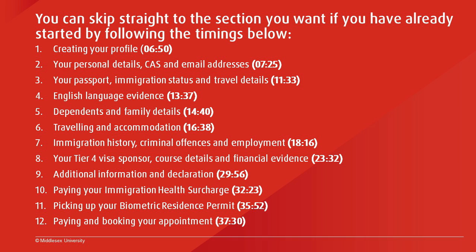Section 9, additional information and the declaration. That's the last chance to review your application and confirm that everything you've inputted is correct. Section 10, the immigration health surcharge and the payment for that. Section 11, your biometric residence permit pickup. That's the card that you'll need to collect either from the university or from a post office once you've arrived in the UK. And Section 12, payment and appointment booking.